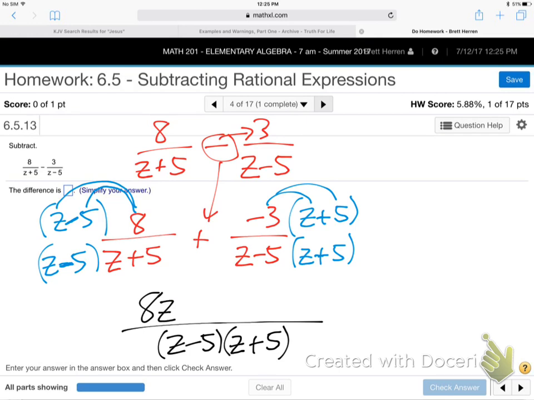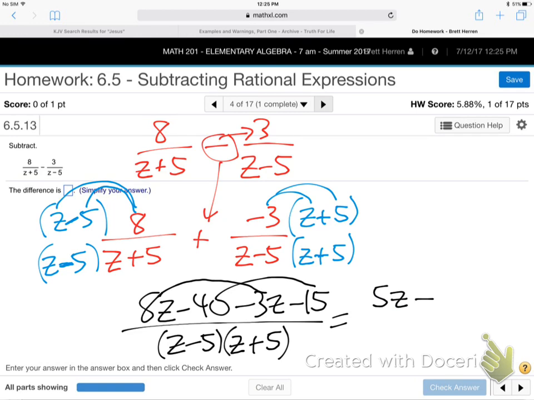So 8z minus 40 minus 3z minus 15. Is that good? And then just finish combining like terms. So 8z minus 3z, what's that? 5z minus 40 minus 15, minus 55. There it is.